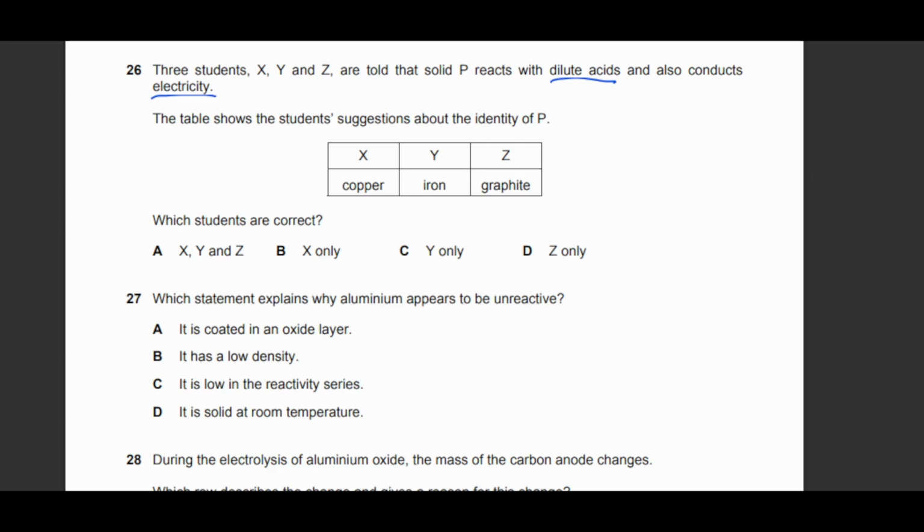Okay. So copper, iron, and graphite, they all conduct electricity, so therefore you cannot use that as a distinguisher. But you can distinguish by their reaction with dilute acids, right? So if you take HCl for example, copper cannot react with HCl because copper is less reactive than hydrogen, right? And same goes with graphite. These two are less reactive than hydrogen, so therefore they cannot displace the hydrogen in the HCl. So therefore there's no reaction that will occur. So the only one that will actually react with HCl is Y, which is iron. Okay?